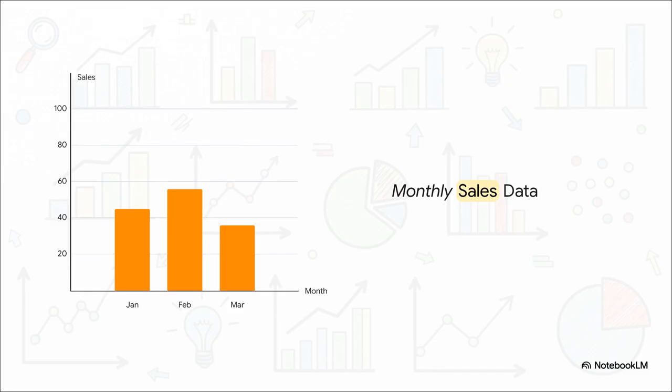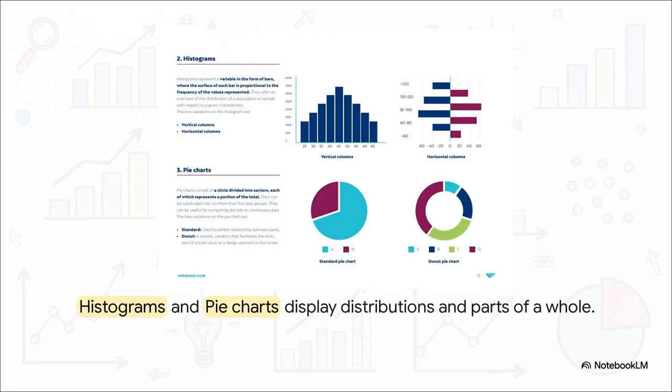If you just saw 45, 56, and 36 sitting in a grid, you'd have to actively calculate those differences in your head. But here, your eyes immediately tell you February was a massive peak and March was a slump. It completely takes that cognitive heavy lifting away from your audience. Now, when you're dealing with frequency, histograms beautifully handle distributions, while your standard pie charts and donuts are perfect for comparing parts of a whole.